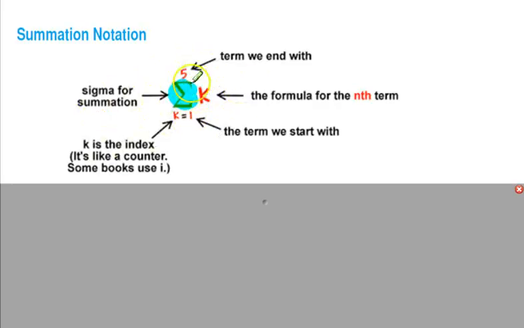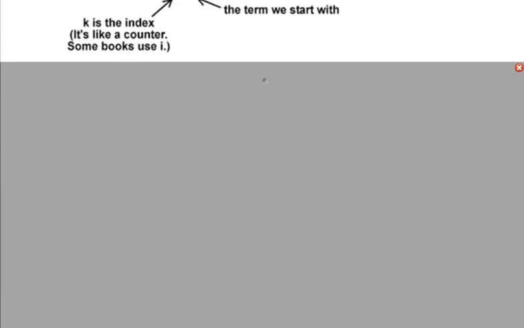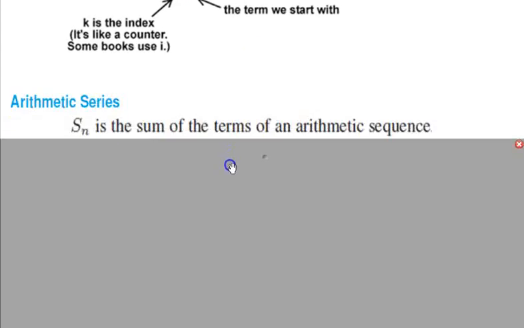In this case, this represents summing the numbers from 1 to 5, because k equals 1, then k equals 2, then k equals 3, k equals 4, then k equals 5. Okay, very simple, and we've talked about this in class, and you've probably seen it before.